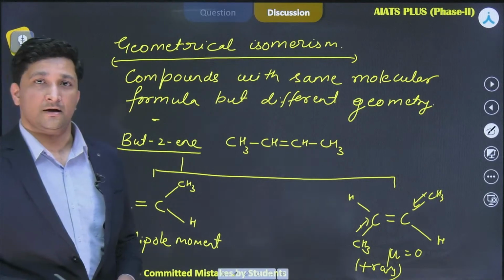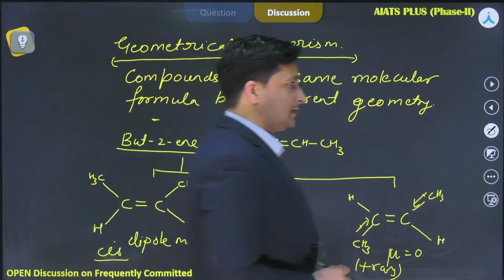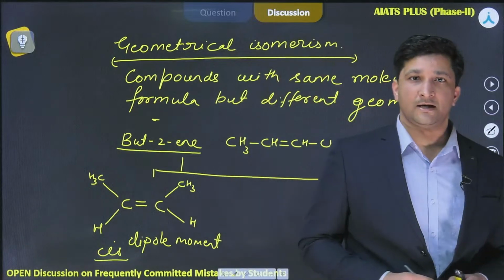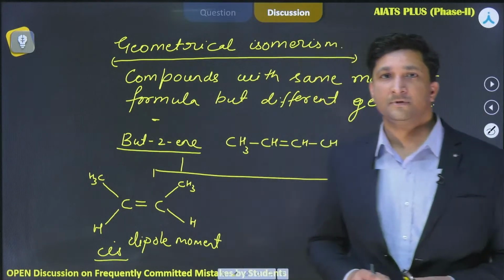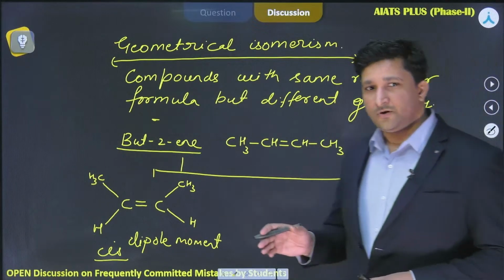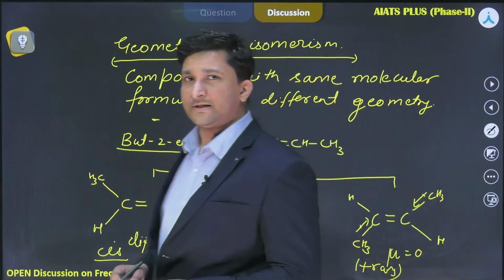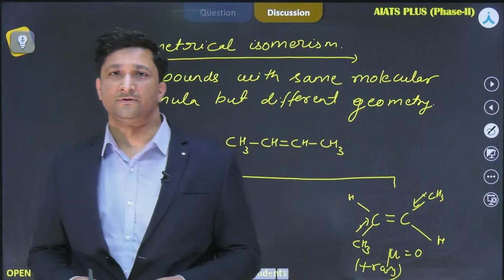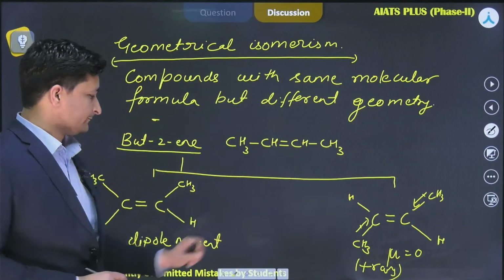Now you must be aware that in alkanes you have also learnt about eclipsed conformation and staggered conformation. So can we call them geometrical isomers? This is a very important question which you have to understand. Now try to understand here. Listen carefully.